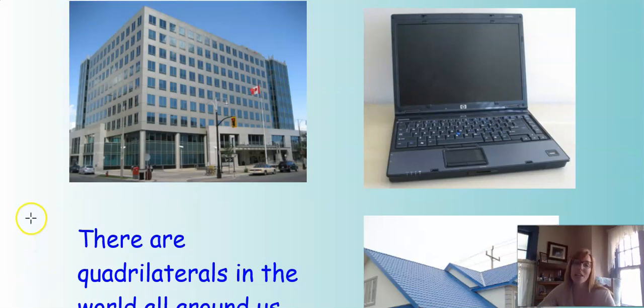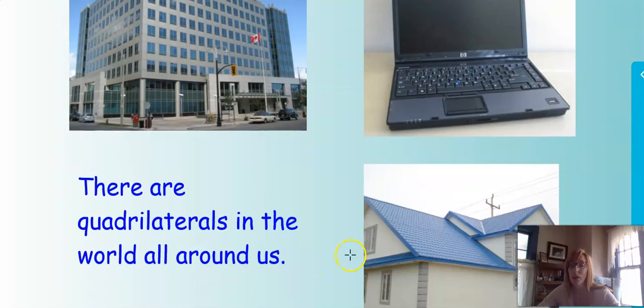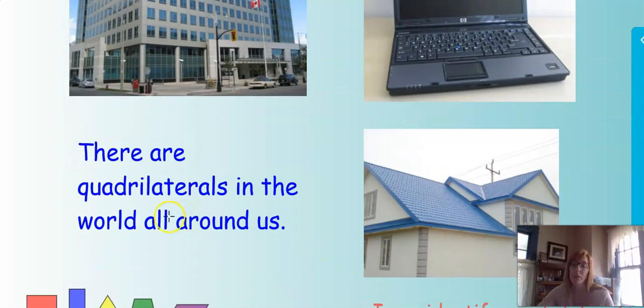And then, like I said, there are quadrilaterals all around you. So the computer you're looking at is a quadrilateral. It probably has 4 sides. You can see the windows in the building. You can see the doorways. You can see right here the windows. There are quadrilaterals all around you. And I hope now you can name some specific quadrilaterals.